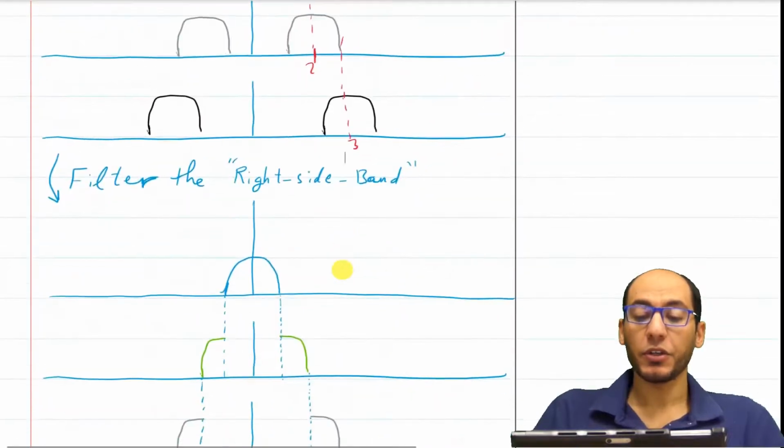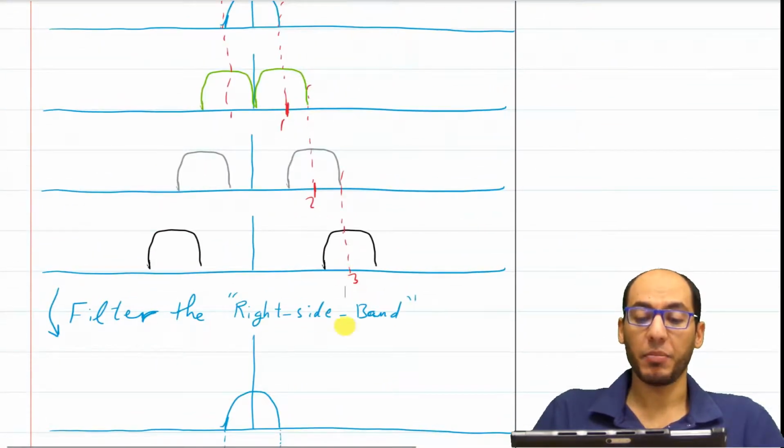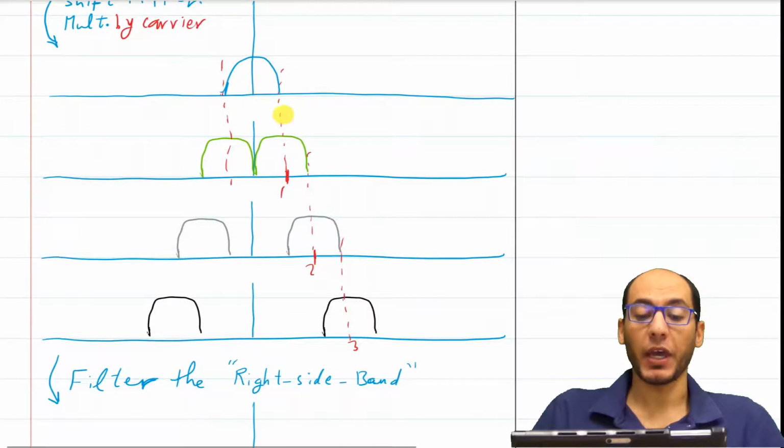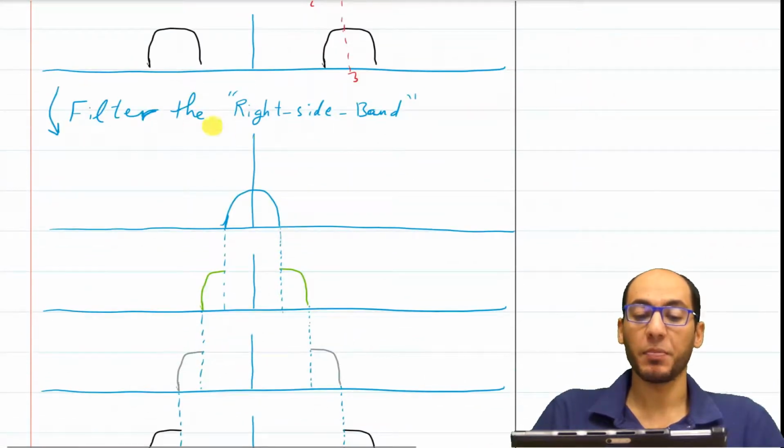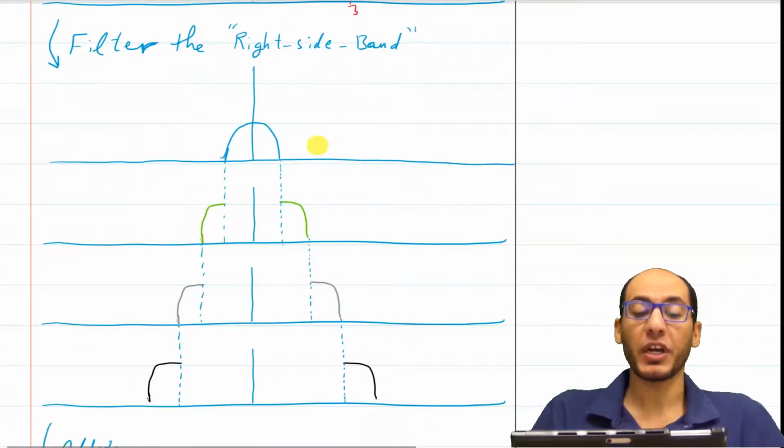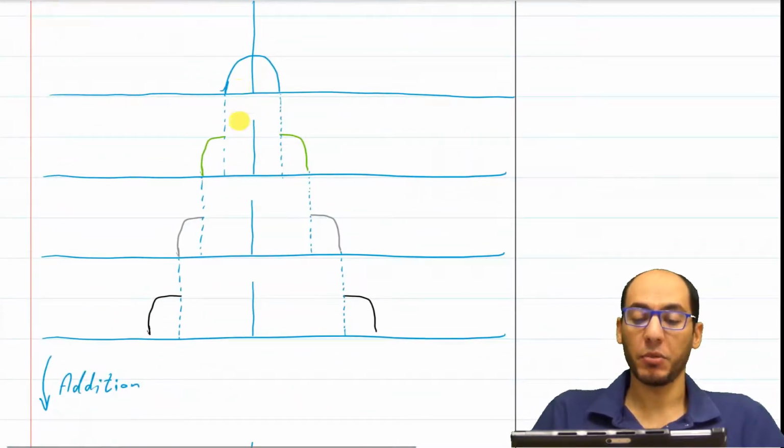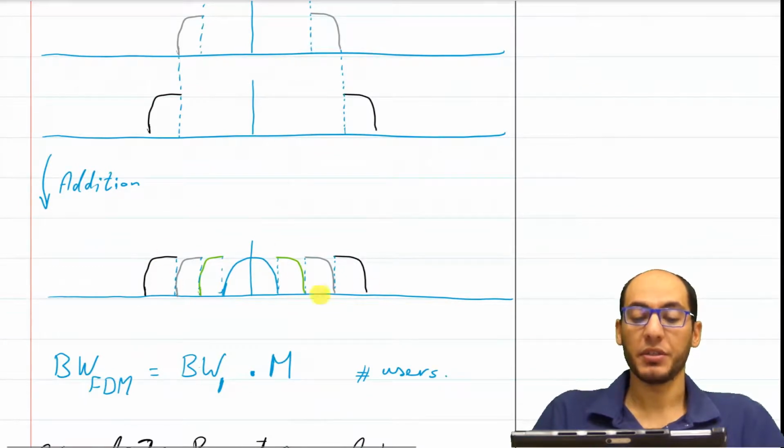Okay, and then filter only the upper side band. Why? Because if I add all of them right now, they're still going to be interfering with each other. So I need to only choose the upper side band and remove the lower side band. So if you pass them through a filter that filters only the upper side band, of course the filter has to be sharp so that it chooses only the upper side band in a very precise way. Then you're going to obtain the upper side band only, and thus you can add them all together and obtain this signal.